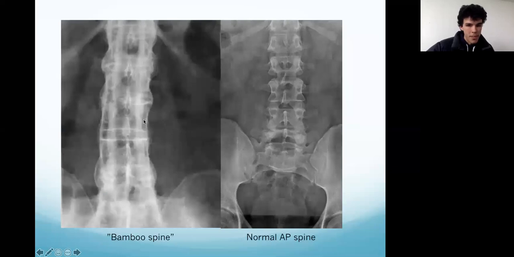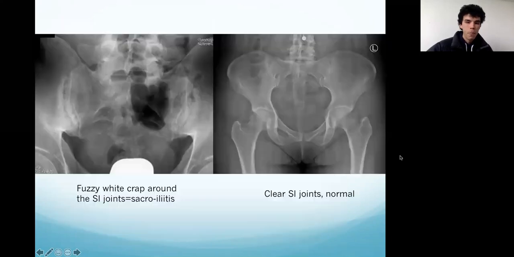So bamboo spine, as you can see, this is our normal spine. You have this nice separation between the vertebrae with the articular joints in here. But in this one, we've got all these syndesmophytes, which are basically growths of bone along the peripheries of all the vertebrae, joining it together so it looks like one big long stick. If you think about that, it makes sense why you can't really bend that very well.